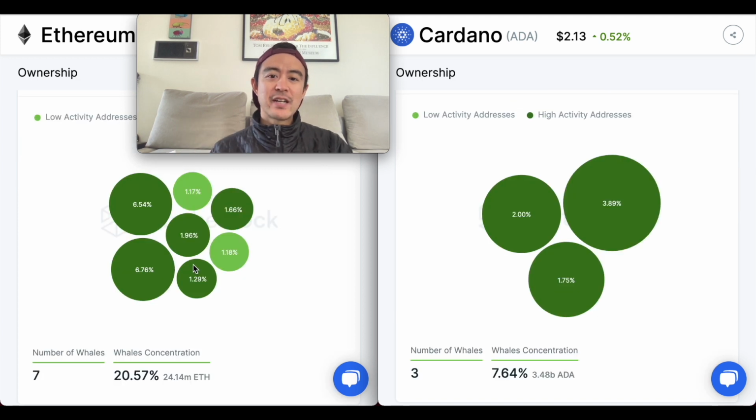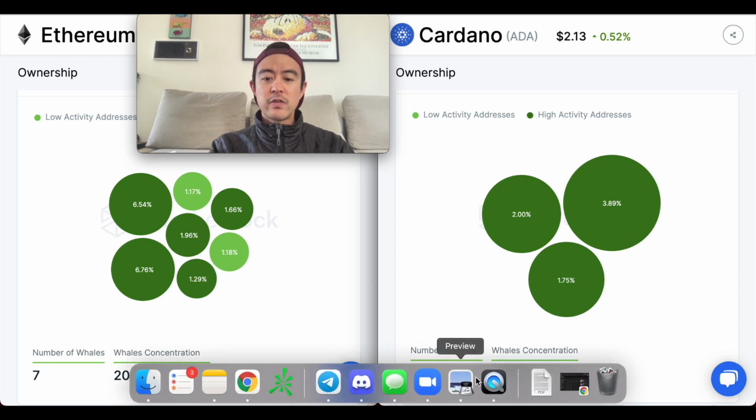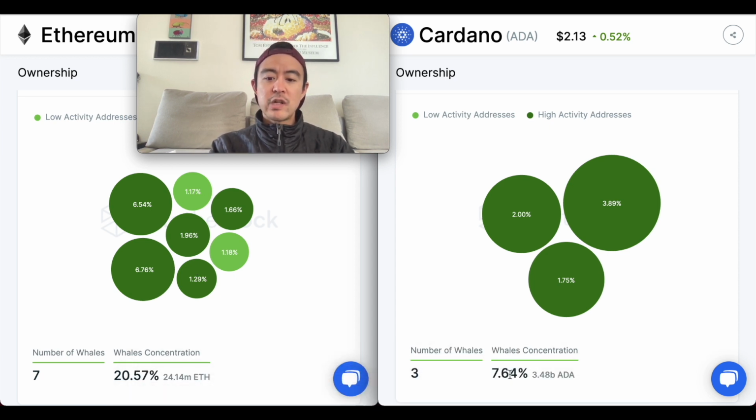Now, this next indicator is ownership, and this is a bullish sign for Cardano because the number of whale concentration is only 7.6% versus Ethereum is at almost 21%. So this just shows you that whales are less likely to manipulate the price of Cardano because there's just a smaller percentage of them compared to Ethereum.